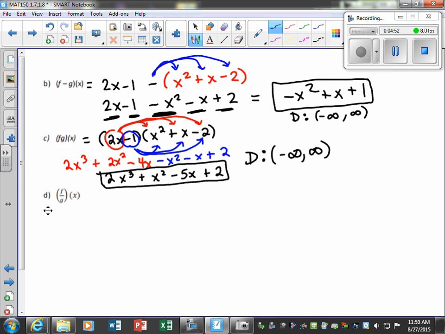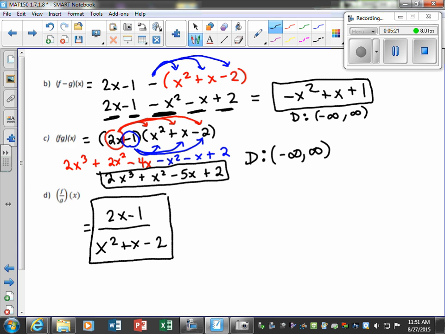And we have division, so f of x divided by g of x is the same thing as writing our f of x function over our g of x function, which is x squared plus x minus 2. Now, this is the simplified version of those two functions, the division of those two functions. But the thing that we're going to actually have to do some work on is going to be our domain.